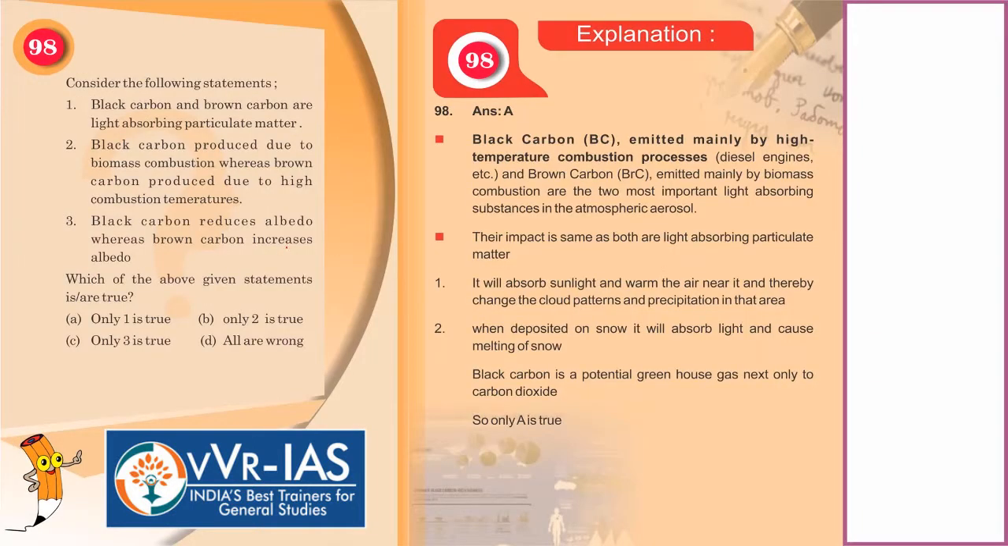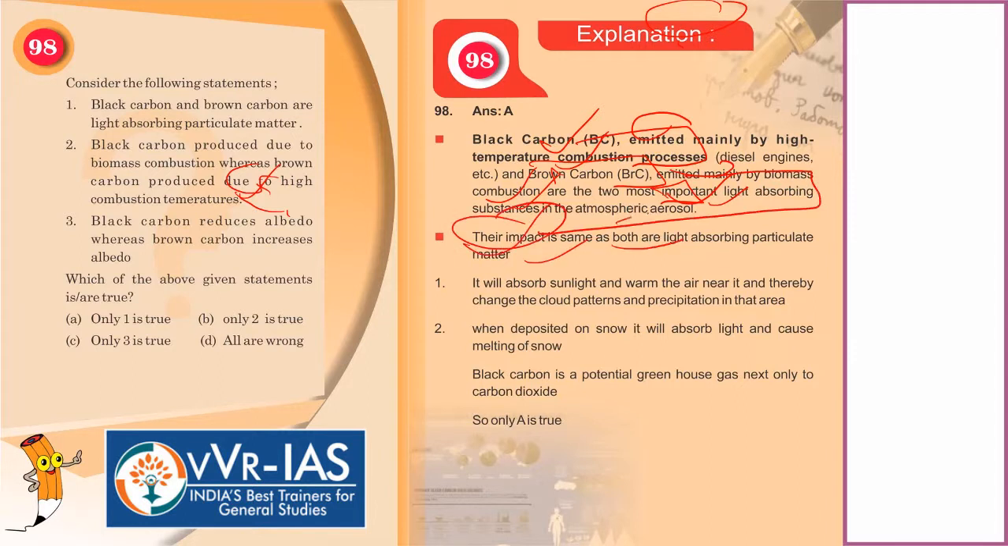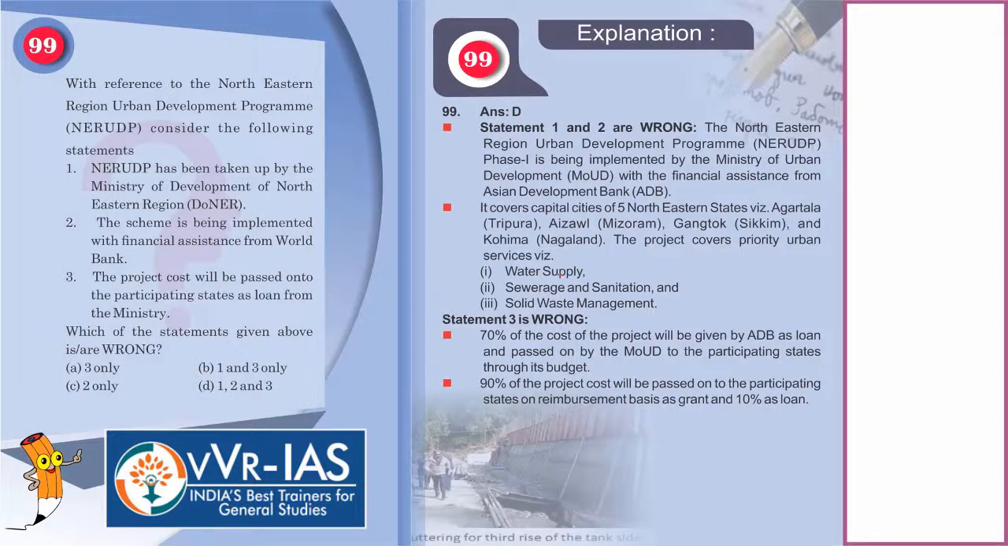Black carbon is emitted by high temperature combustion processes. Black carbon and brown carbon are light absorbing particulate matter. This is true. Black carbon is emitted mainly by high temperature combustion processes, whereas brown carbon is emitted mainly by biomass combustion. These are the two most important light absorbing substances in atmospheric matter. Their impact is the same as both are light absorbing particulate matter. They will absorb sunlight. You can go through the explanation.